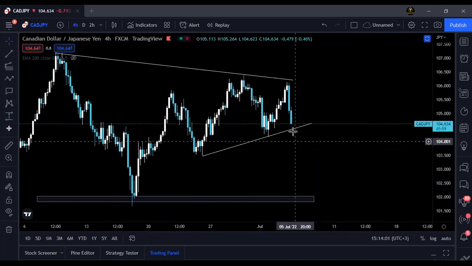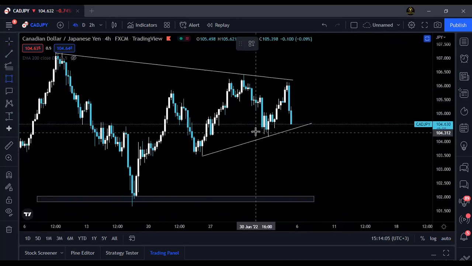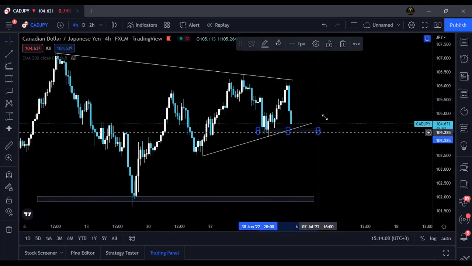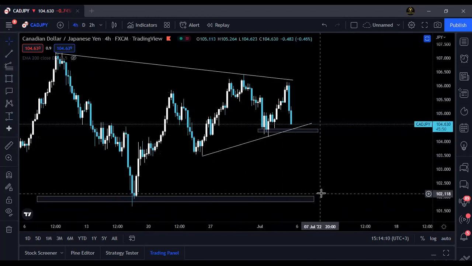Anyways, this is GBPJPY. You can see I'll be looking for sell opportunities once prices break below here. I'll be looking for sell opportunities.